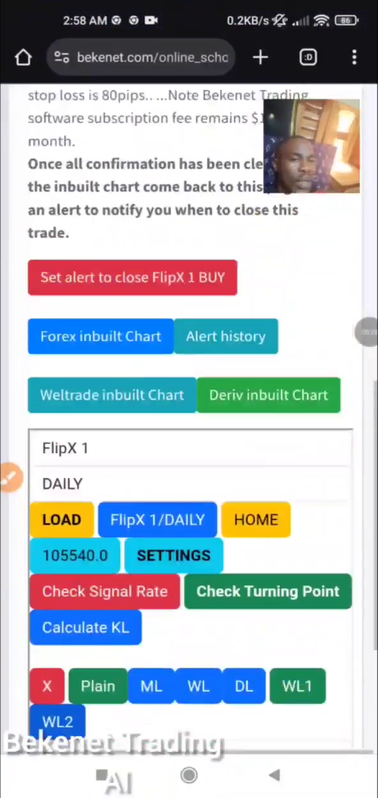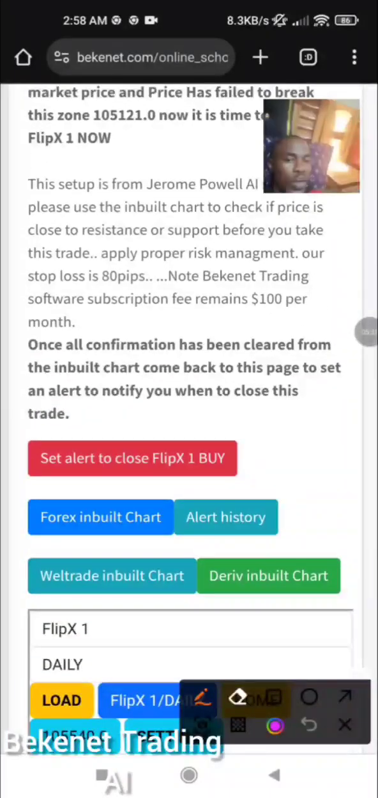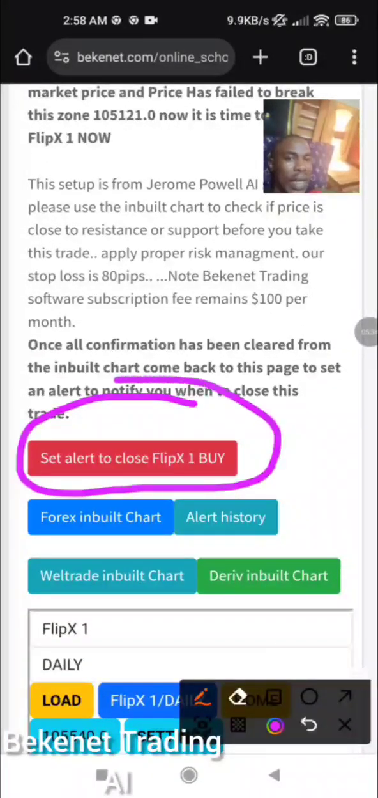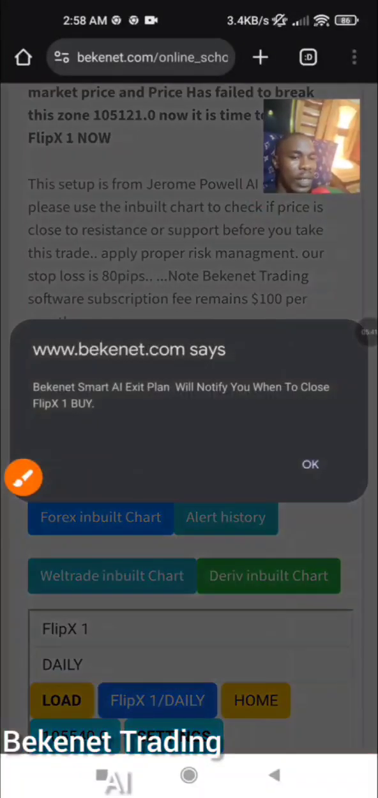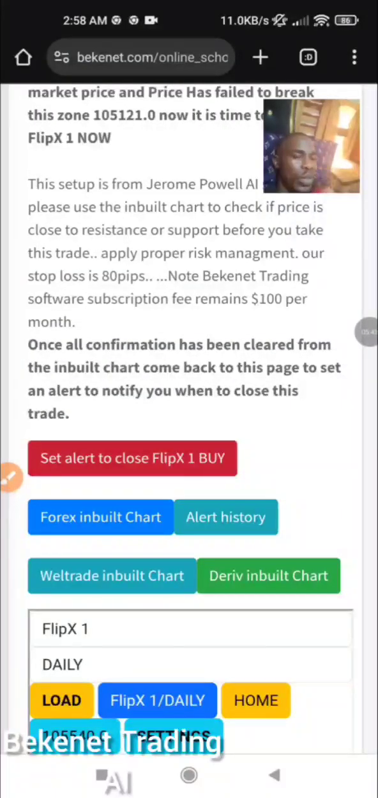The next thing you need to do, there's another AI here. You need to activate this AI. This AI will be the one to help you monitor your trade. Immediately I initiate this, once I click this, I have programmed it to help me monitor that trade. If the trade wants to go against me, I'm already in profit, it will notify me to break even. If the trade wants to change direction entirely, it will notify me to close out the trade. Simple as what? ABCD. That is how you use Bekenet Trading Software.